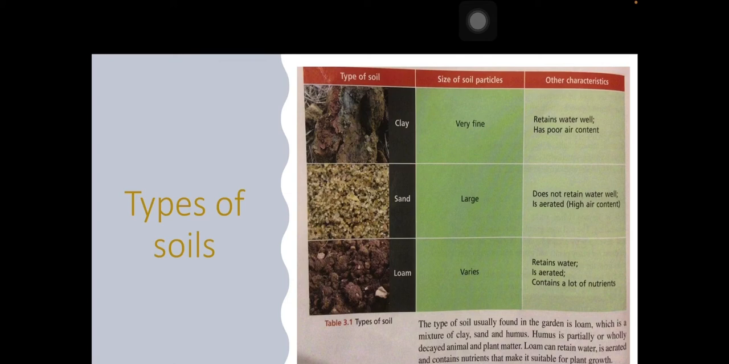The type of soil usually found in the garden is loam, which is a mixture of clay, sand and humus. Humus is partially or wholly decayed animal and plant matter. Loam can retain water, it's aerated and contains nutrients that make it suitable for plant growth.